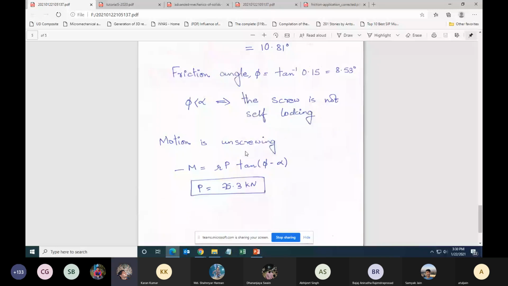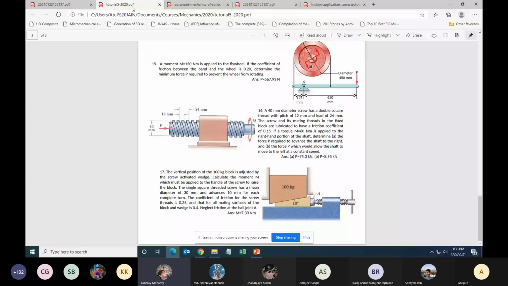Sir, unscrewing here is right or left? If it was screwing, it would be phi plus alpha, I think. Yes, sir, but the unscrewing part is right movement or left movement? It is the force required to advance the shaft to the right. I have solved that part. Unscrewing is this. Sir, because these two options, if we consider right or left only, would come opposite to the one explained in the slides.